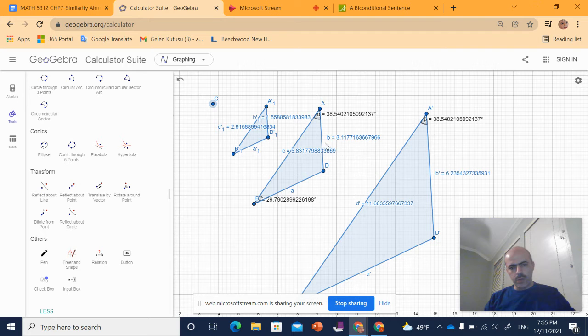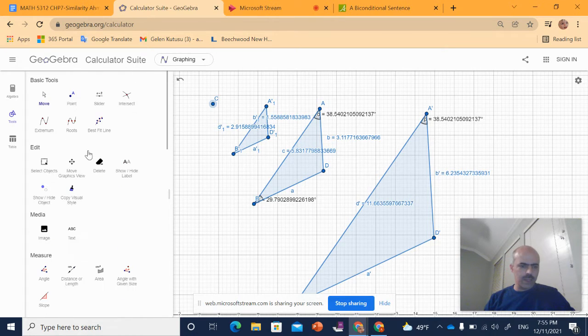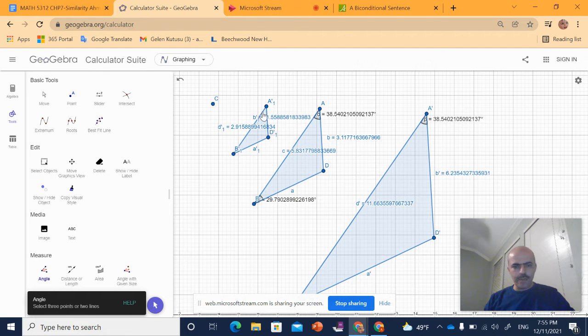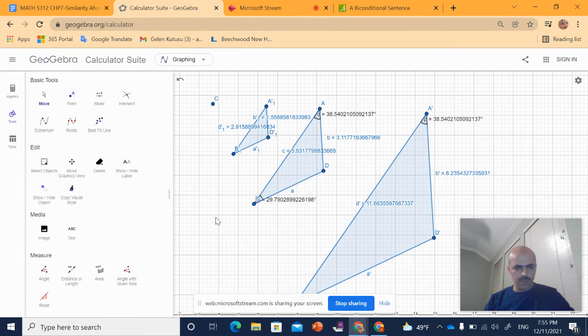You can see the 1.5, 3.1, I mean 55, and 3.1, exactly half of B is B prime sub 1, and exactly double of B is B prime, 6.2. And the angles are always the same. So by dragging anything, angle this one and this one, yeah, 38, 38, 38.